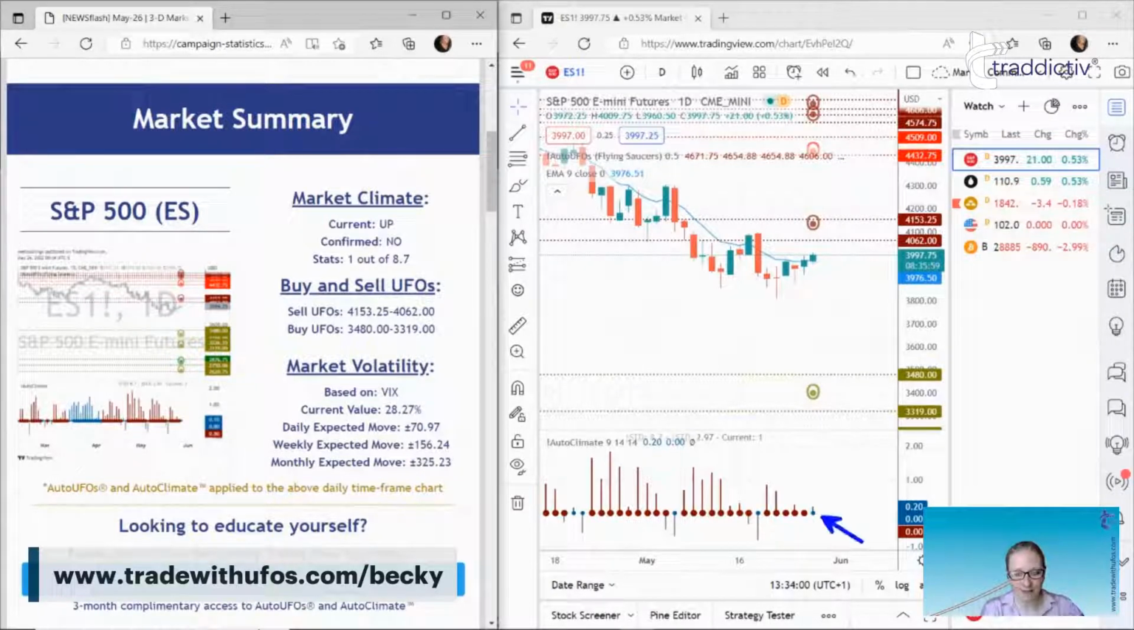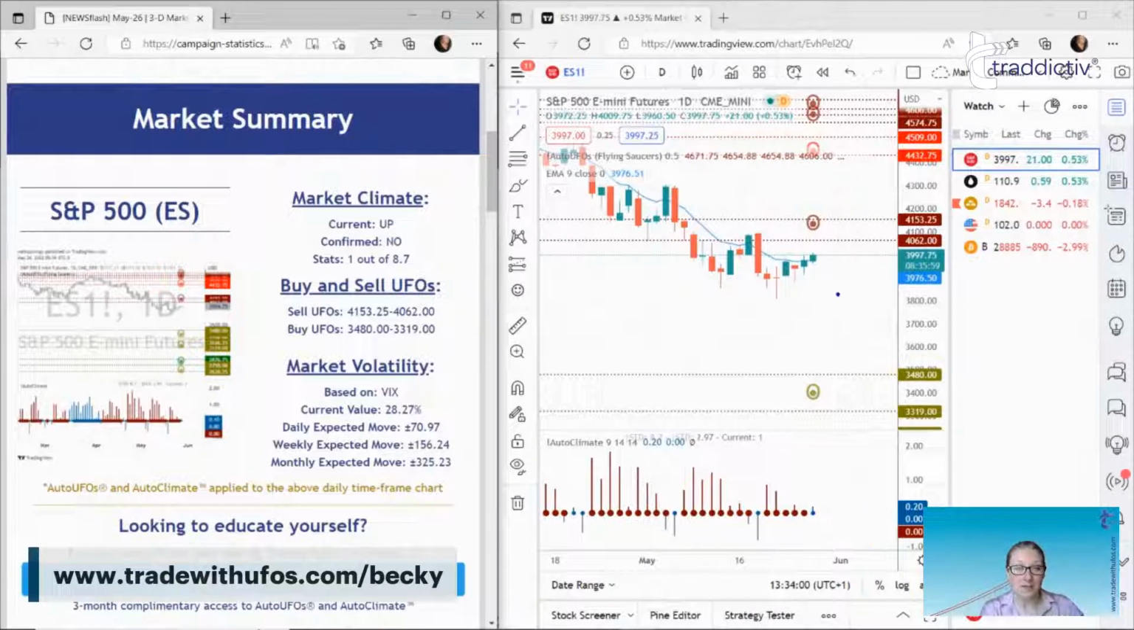Firstly, we have a thin dot on our AutoClimate. It doesn't matter the color. If it's a thin dot on AutoClimate, that's the AutoClimate app's way of telling us there's not enough probability in either direction. It's not likely to go up, it's not likely to go down, we don't know where it's likely to go, which means we do nothing. There's no point trading when we don't have clear probabilities one direction or the other.